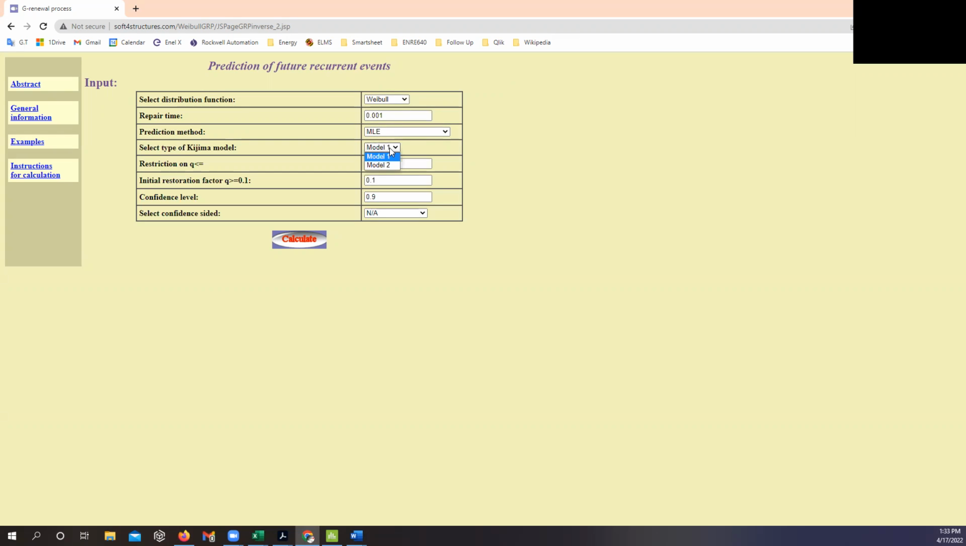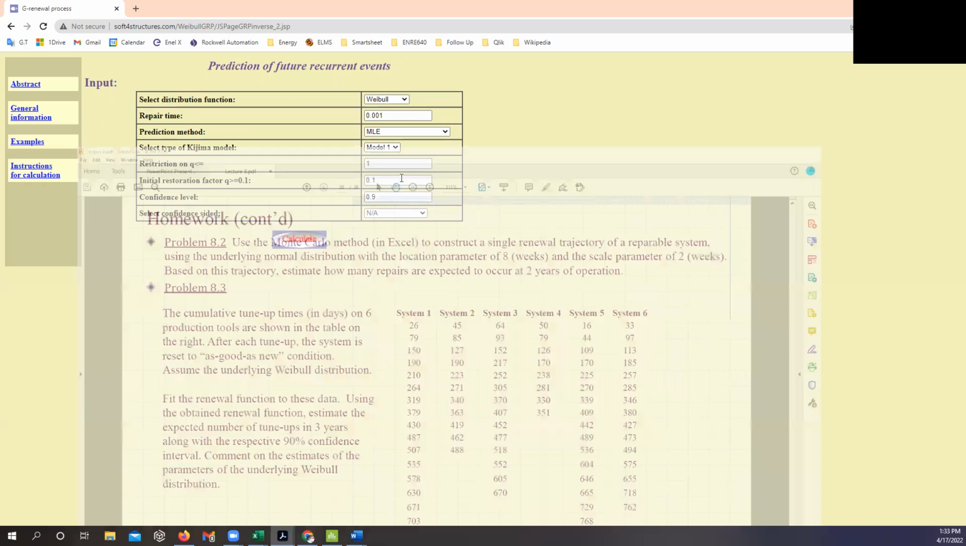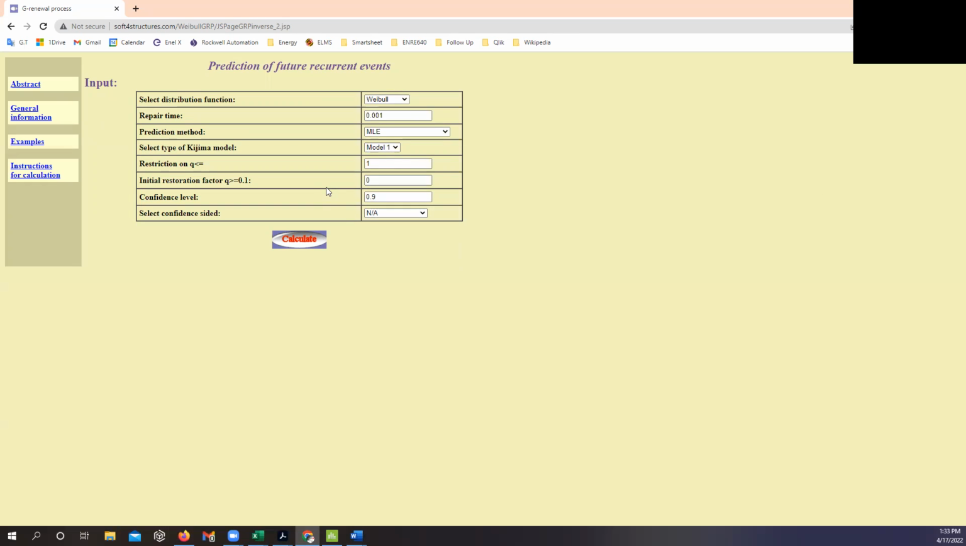MLE and my Kijima models, there's 2 different models, 1 and 2, and we're going to talk about that in much more detail at the end. But now let's talk about Q. This problem is as good as new. So that tells you 2 things here. First, this is an ordinary renewal process, ORP. Also, that means Q equals 0. So I'm going to go and put Q equals 0 and hit calculate.